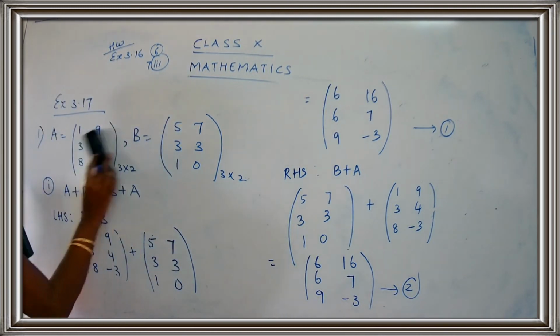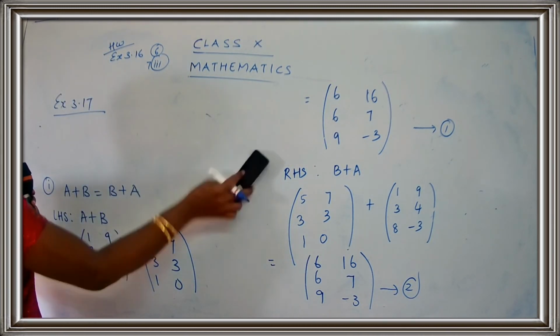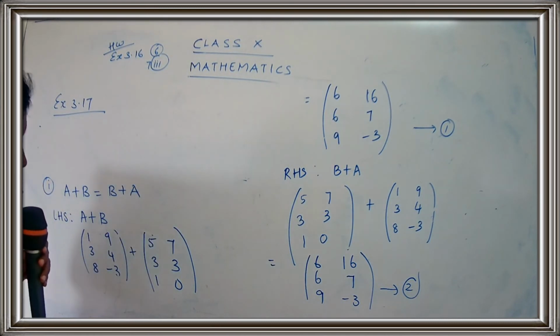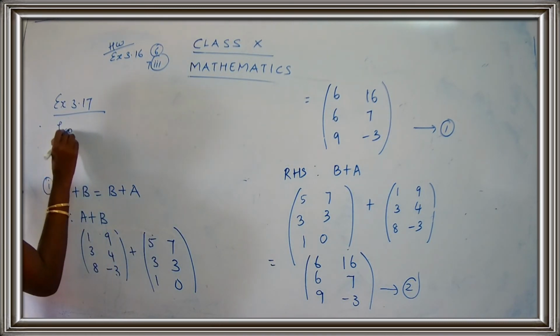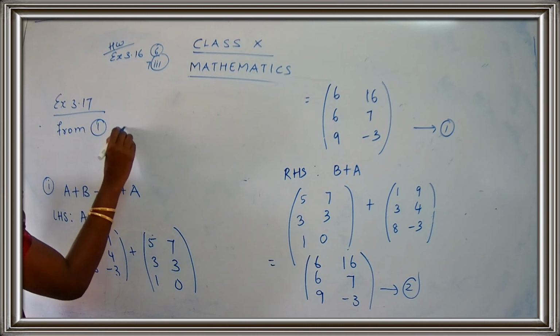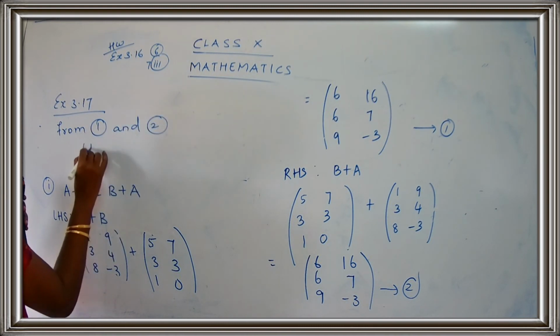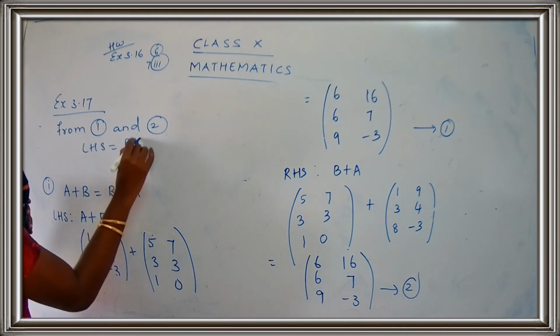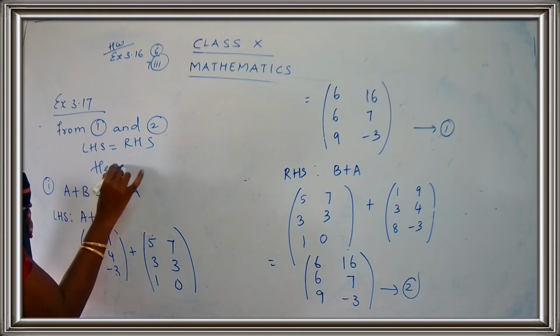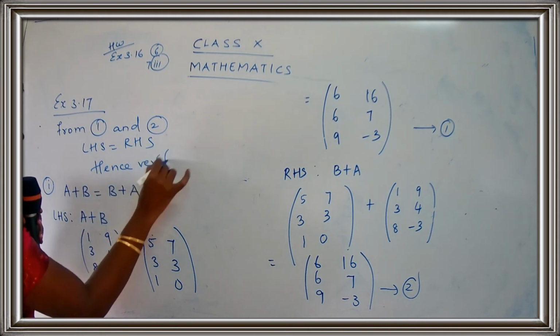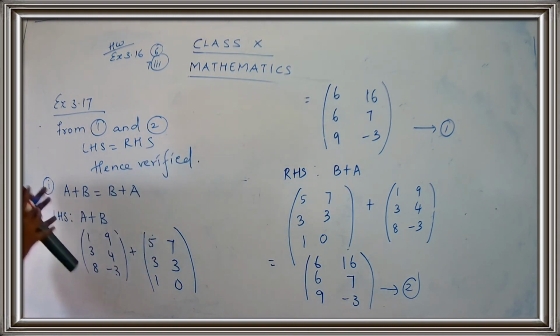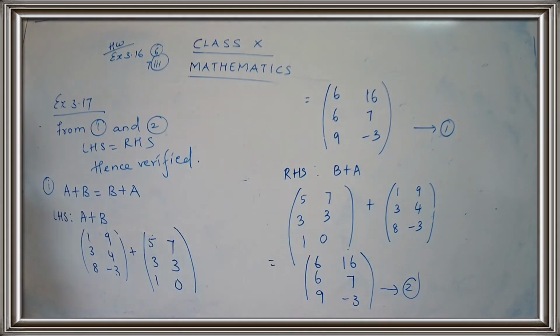So let us write the final statement. From 1 and 2, LHS is equal to RHS, hence verified. Are you clear, children?